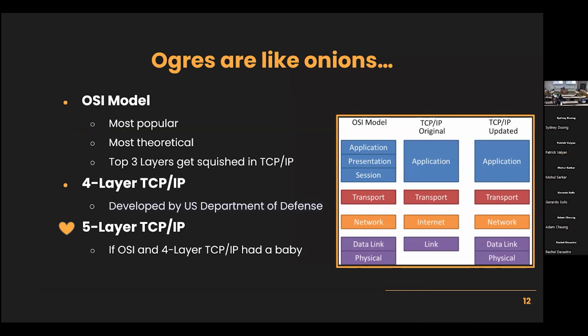You have layers 1 through 7, and in the OSI model, you have all 7 layers. In the 4-layer TCP/IP model, you squish down application, presentation, and session, which are all more software-focused layers, into one called application. And in that model, you also squish down the data link and physical layers into one layer called the link. The 5-layer TCP/IP model is essentially if the OSI model and the 4-layer TCP/IP model had a baby. And if you are ever planning on taking the CCNA sometime in the near future, this is also the model that's currently being taught.